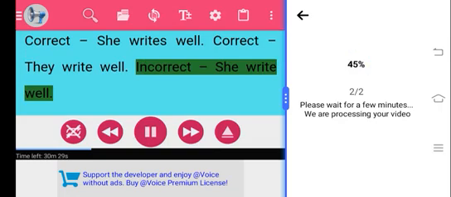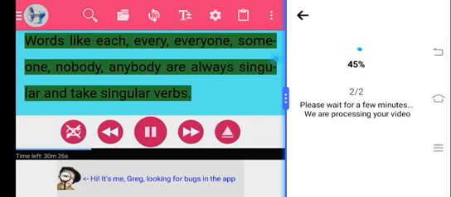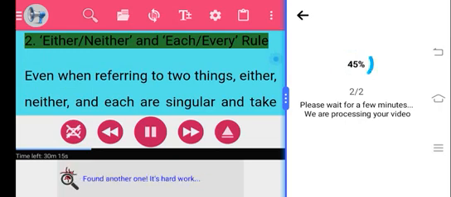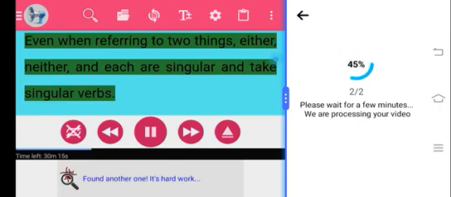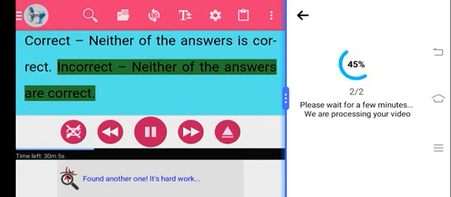Correct: they write well. Incorrect: she write well. SSC exam focus, rules and traps. 1. Indefinite pronouns as subjects. Words like each, every, everyone, someone, nobody, anybody are always singular and take singular verbs. Correct: everyone has submitted the file. 2. Either, neither, and each rule. Even when referring to two things, either, neither, and each are singular and take singular verbs. Correct: neither of the answers is correct. Incorrect: neither of the answers are correct. 3.